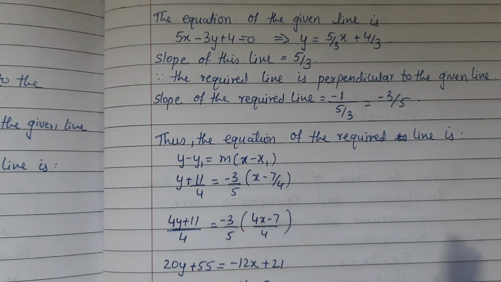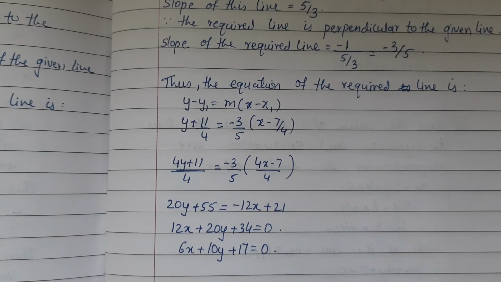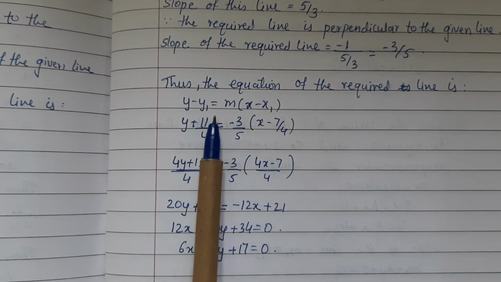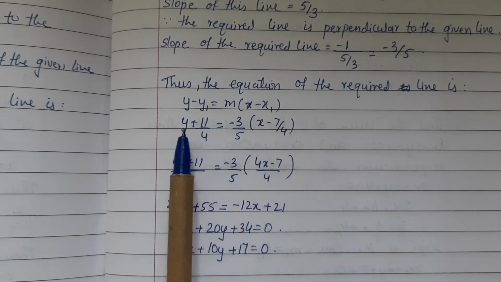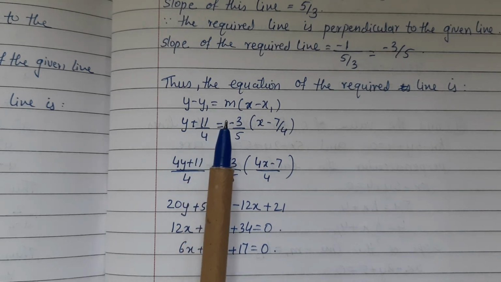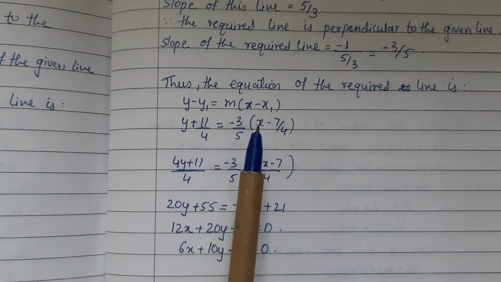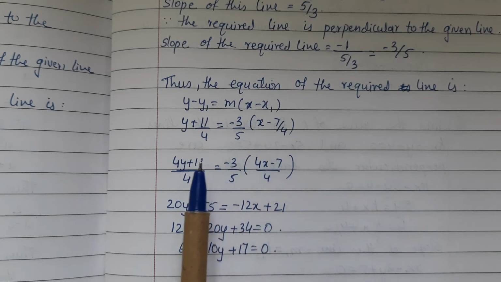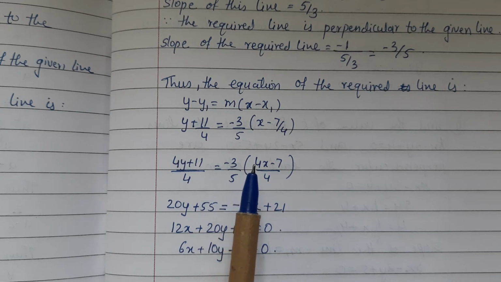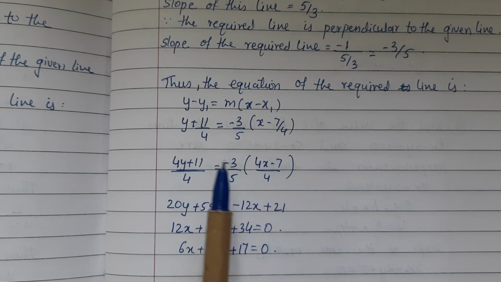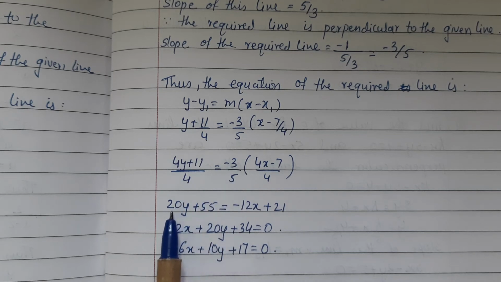Thus, the equation of the required line is y - y1 = m(x - x1). y + 11/4 = -3/5 (x - 7/4). (4y + 11)/4 = -3/5 (4x - 7)/4. Okay, cross multiply.